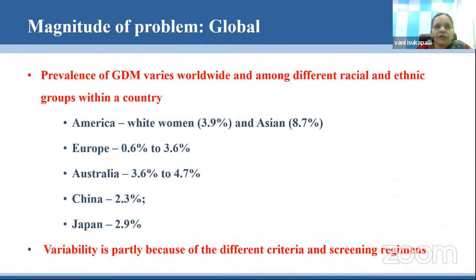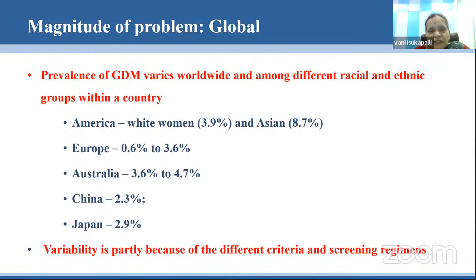Then first we have to know the magnitude of the problem. So why it is so important and why are we talking about this today? It is a global health problem, there's no doubt about it. And all of you would agree if you see these figures. The prevalence of diabetes mellitus in pregnancy worldwide is different in different geographic locations. This is probably because of different races and different ethnic groups within a country and across countries.